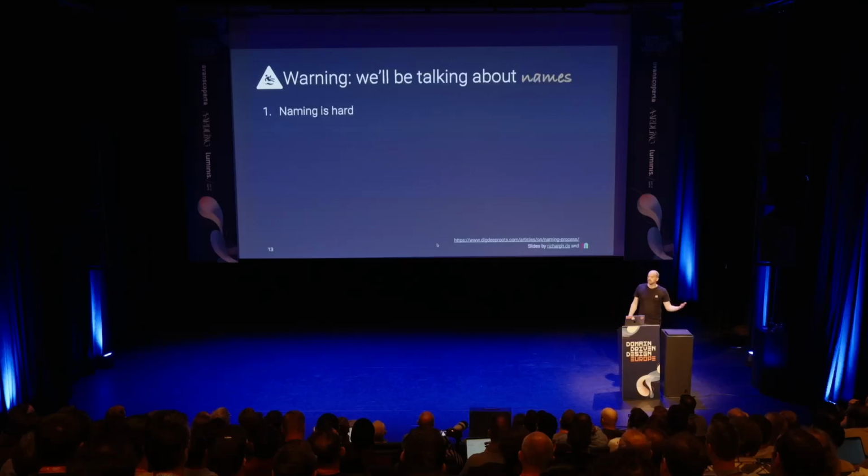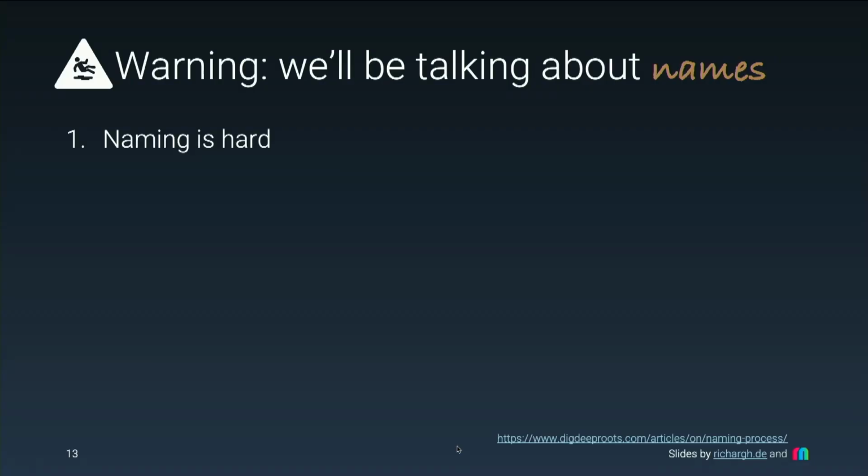And of course, we'll be talking about names, and naming is hard. You know the programmer joke? Only two hard things in computer science: cache invalidation and naming things. And also, we only have one joke, and it's not funny. But yeah, that's the truth. That's our day job, naming stuff.